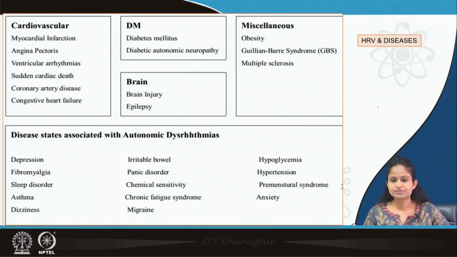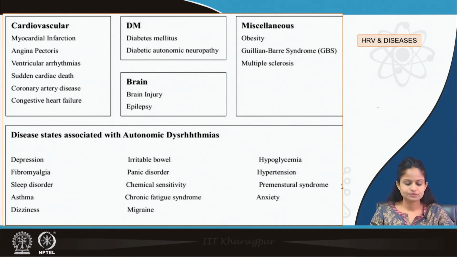Now, coming to heart rate variability and various diseases. What are the diseases we see, what are the challenges, and what are the clinical values and utility of heart rate variability in these diseases. Now, first we will see the cardiovascular entity.